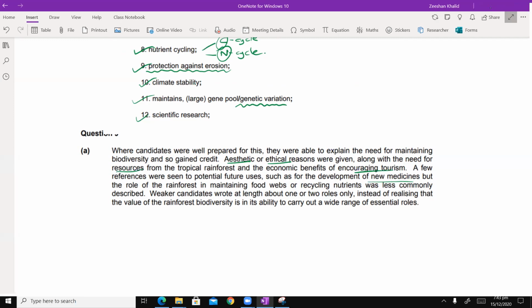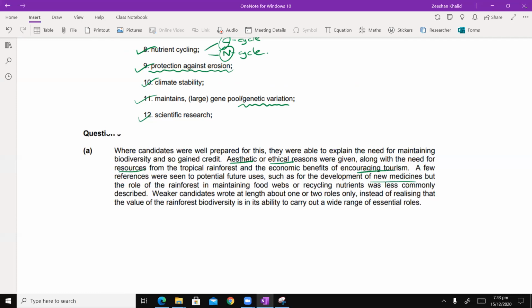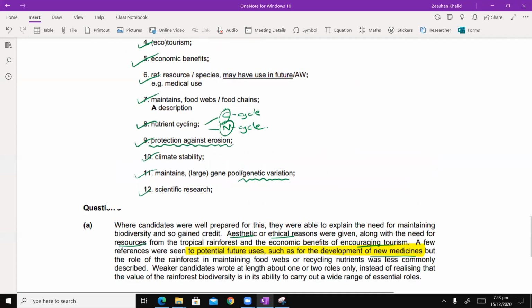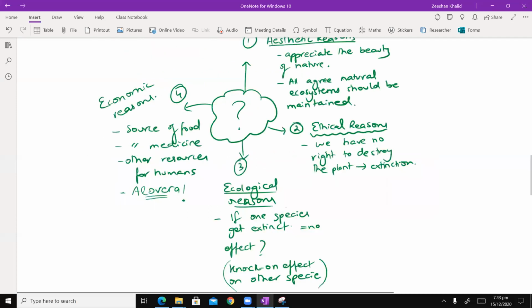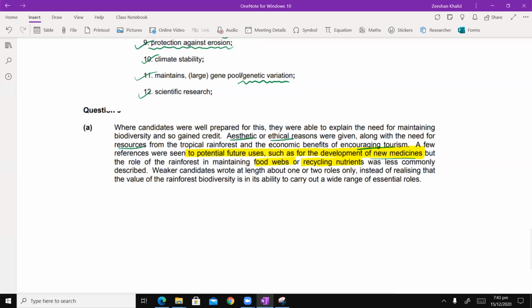This point is a bit important and the examiner seems to like it a lot, so let's highlight it for ourselves. Potential uses and development of medicines. I did talk about this if you see in the notes that I made. Sources of food and medicines. Okay? But the role of rainforests in maintaining food webs and recycling of nutrients was less commonly seen. I did not mention this in my notes. So please make sure you add this point too.